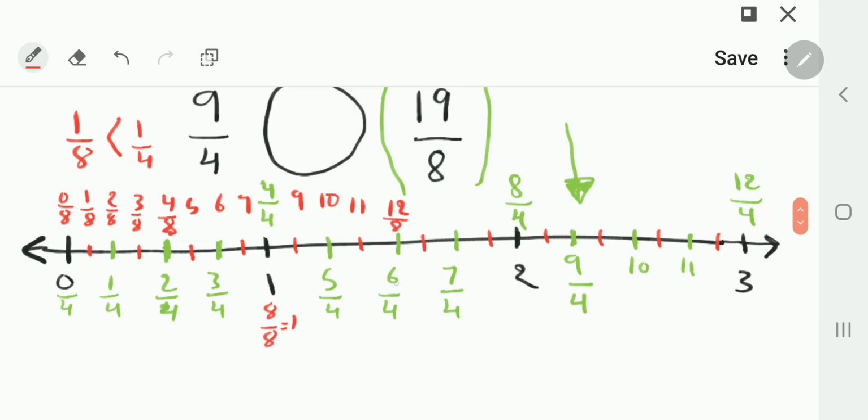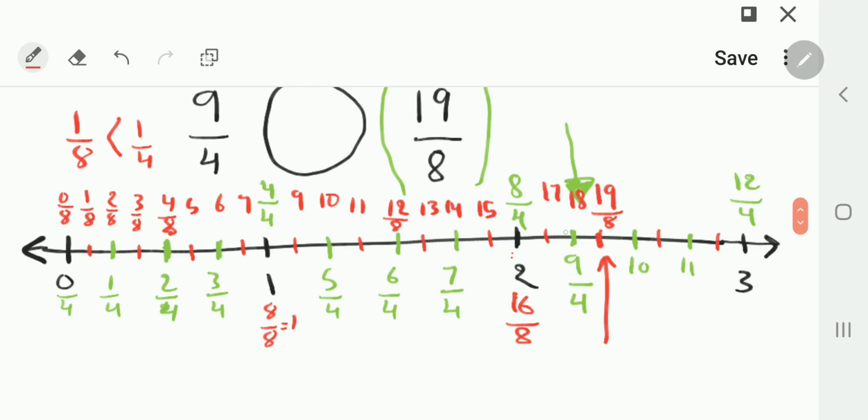12/8 is the same as 6/4. They meet here, and then I go here, 13, 14, 15, and then this one here is 16/8. Very good. And then I go here, 17, 18, 19. I got to my number. So this is 19/8. This is 19/8 at this point here.